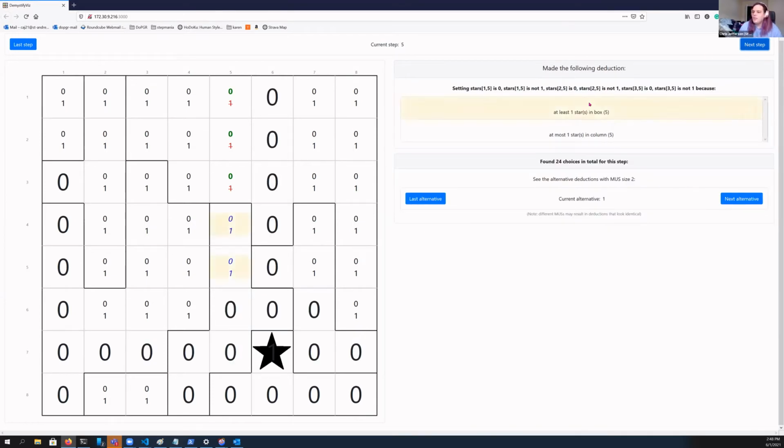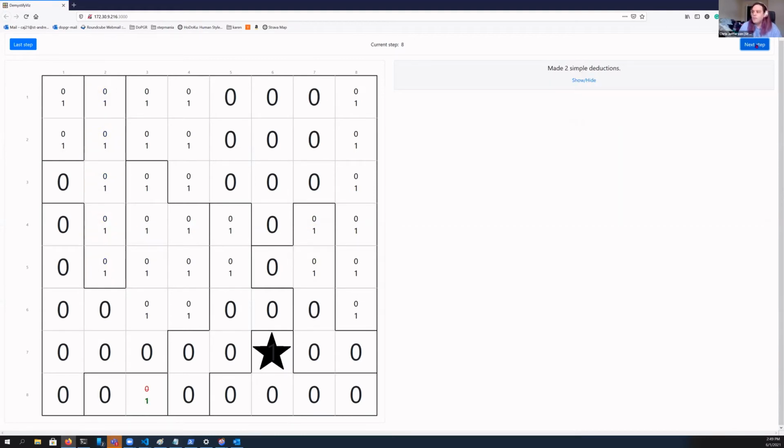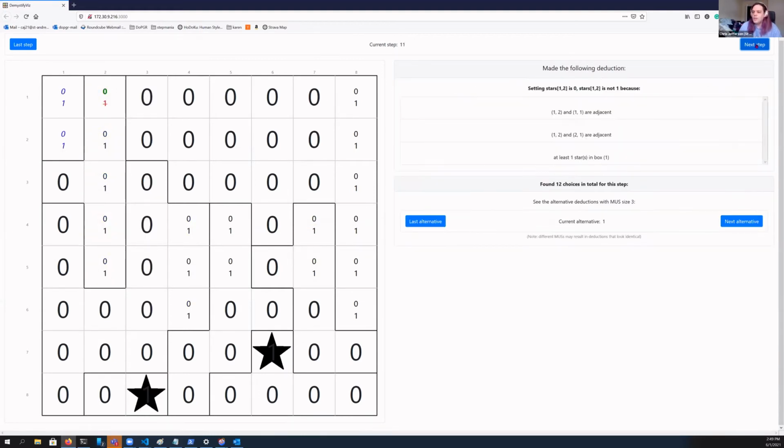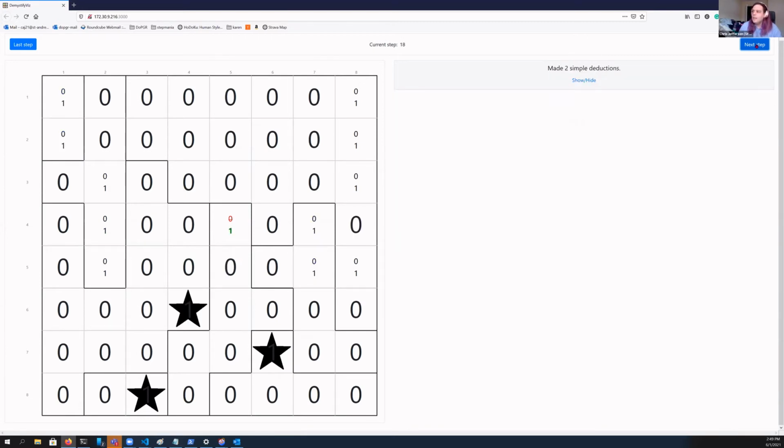Then we get another interesting deduction. So now there's only 2 things left in this box. So the other things in this column can't be a star, so it knocks those out. And it carries on, and similarly, it says, similarly in this column, there's only 2 things left in this box, so these can't be. And then I won't go all the way through because I'm running out of time, but I can continue through, and eventually it gets to the point where it makes it.